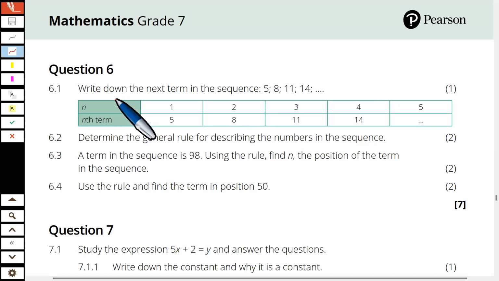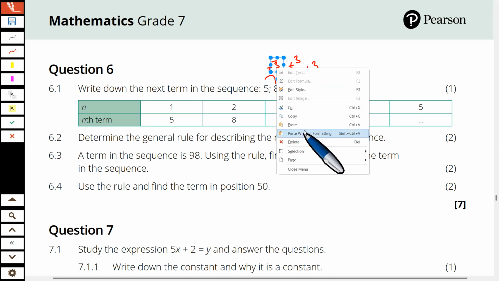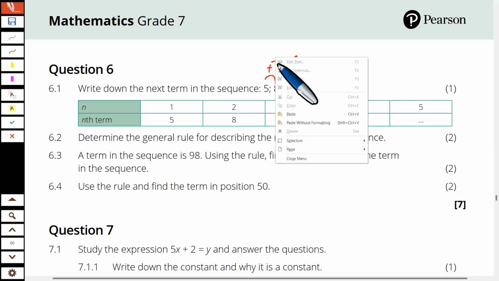Right, in 6.1, we're asking the question, write down the next term in the sequence. The sequence is 5, 8, 11, 14. And you can see, therefore, that there is generally an increase. There is a plus 3 being performed here, and then as you move here as well, there is a plus 3, and also here there is a plus 3. We can see therefore that 3 is being constantly added to the preceding term.